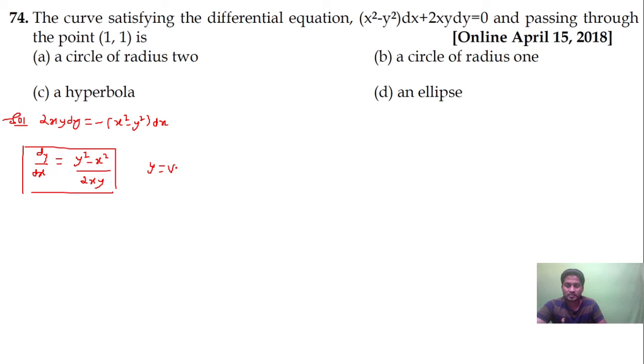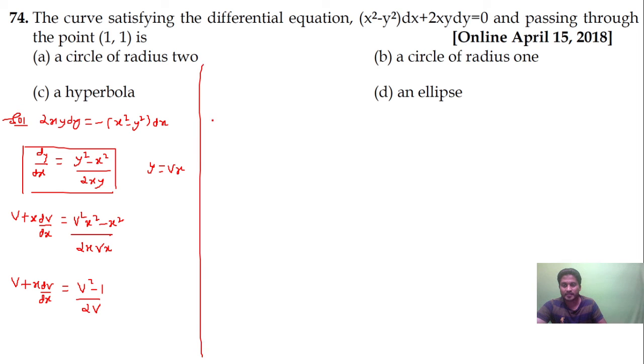Put y is equal to vx. From this, v plus x into dv by dx is equal to, y is equal to vx, right? So this is (v square x square minus x square) divided by 2x into vx. So v plus x into dv by dx is equal to, take x square common, you will get (v square minus 1) divided by 2v.